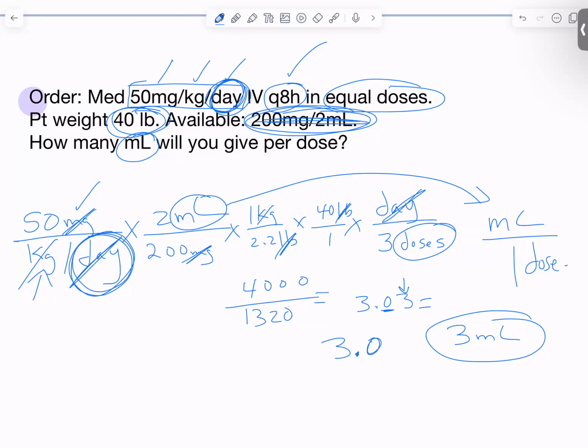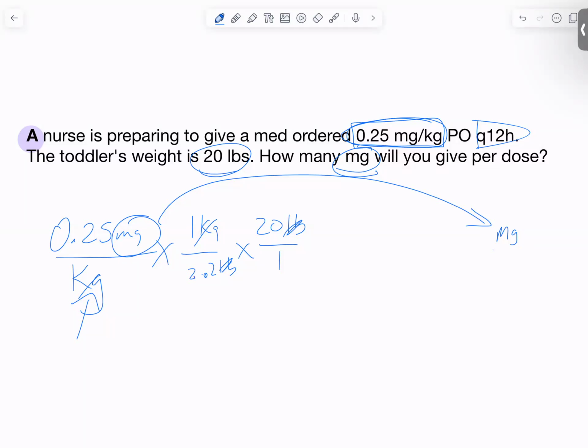You see the difference between the two questions? I didn't need the every 12 hours. It didn't even have the word day in the problem. It didn't say this was the dose per day. It's saying this is the dose the baby will get for every 1 kilogram of weight. So we are not dividing by 2 because we don't have to. It didn't say 0.25 milligrams per kilogram for the day, because the day is 24 hours. It just said 0.25 milligrams per kilogram by mouth every 12 hours.